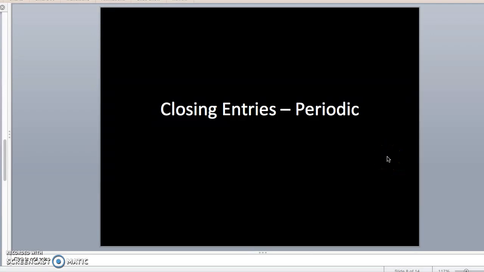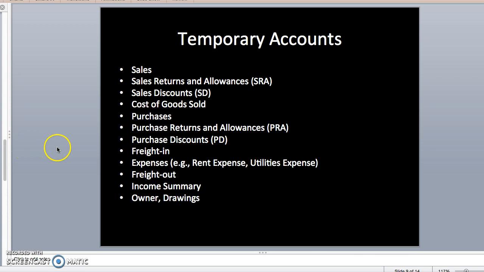Okay, so this time we're going to talk about closing entries under the periodic inventory system. So now these are the list of your temporary accounts under this inventory system. You have sales, sales returns and allowances, sales discounts, cost of goods sold, purchases, purchase returns and allowances, purchase discounts, freight in, expenses, freight out, income summary, and owner drawings.